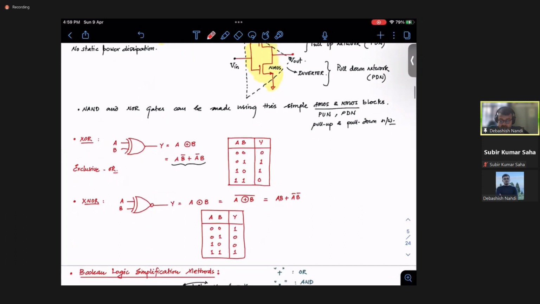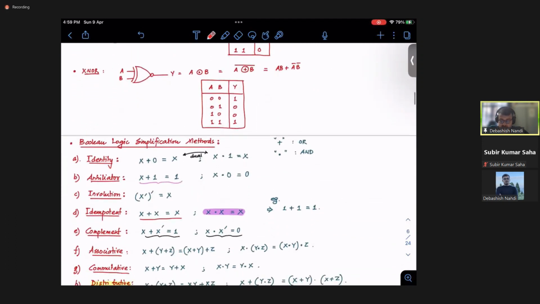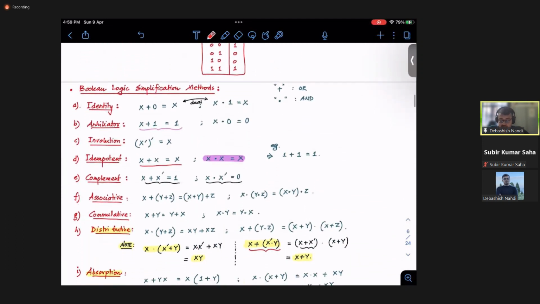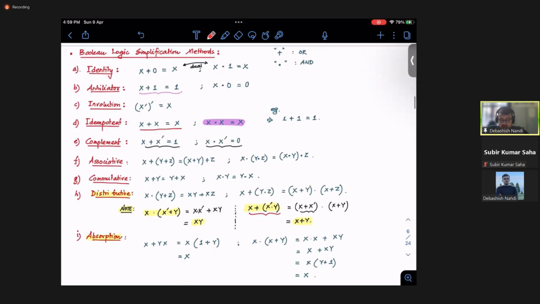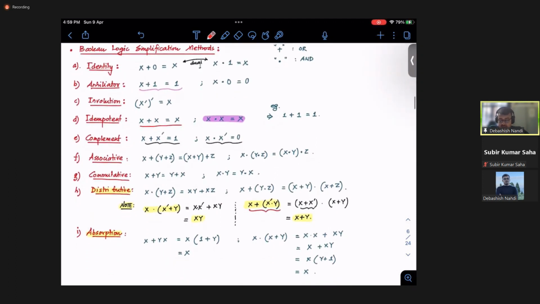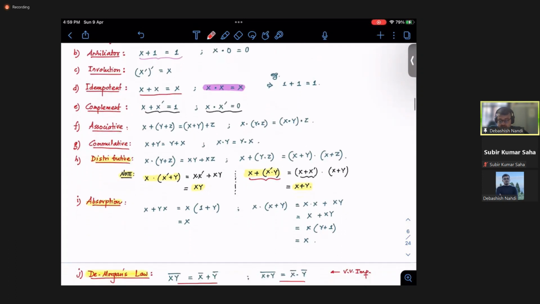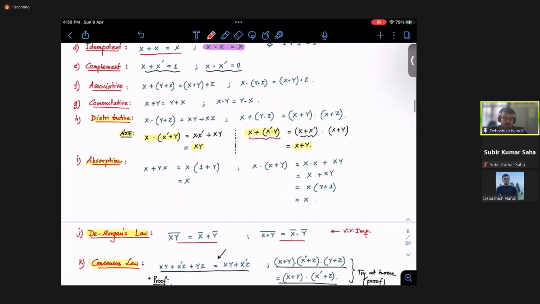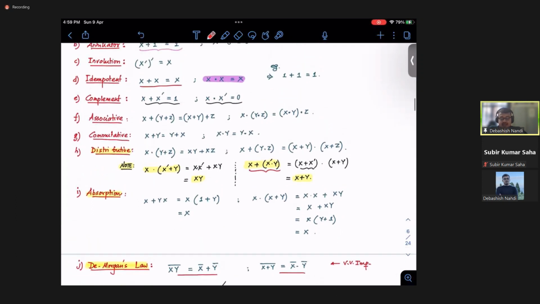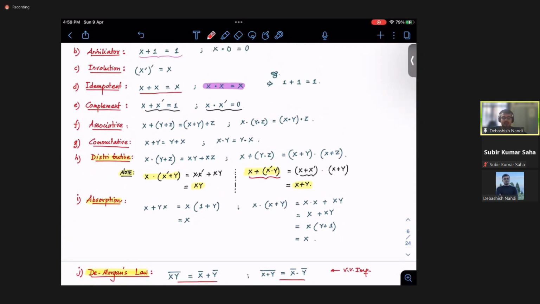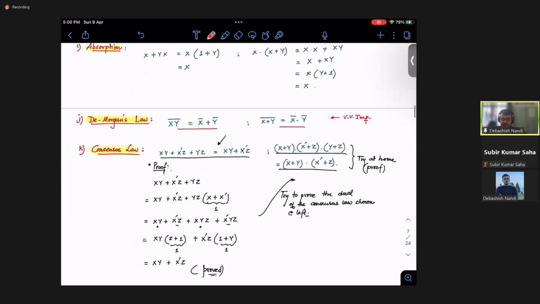Then we have discussed XOR and XNOR gates. Then we have discussed Boolean algebra, some identities, and some of the logic simplification methods. So we have discussed around 11 things. It can go up to hundreds and more if you derive more and more. But these are the fundamental ones which you should remember, so that you can solve any circuits pretty quickly.